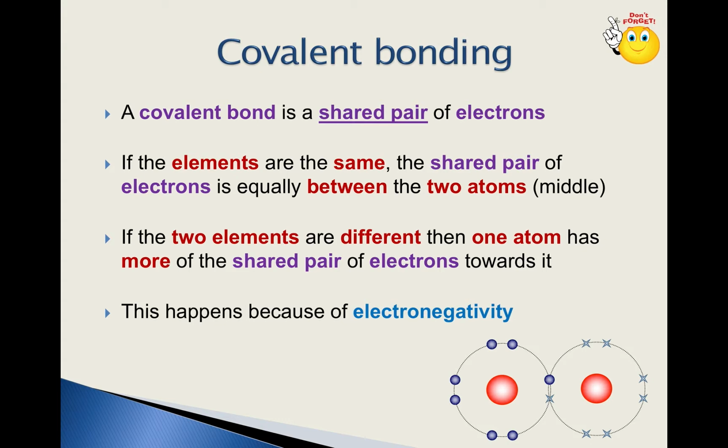So if both the atoms are the same in the covalent bond, then the shared pair of electrons is in the middle, in between the two atoms, so equally shared. If the two elements are different, then one atom will have more of the shared pair of electrons towards itself than the other one. And we'll talk about what effect this has on the molecule or the bond in a few slides' time.